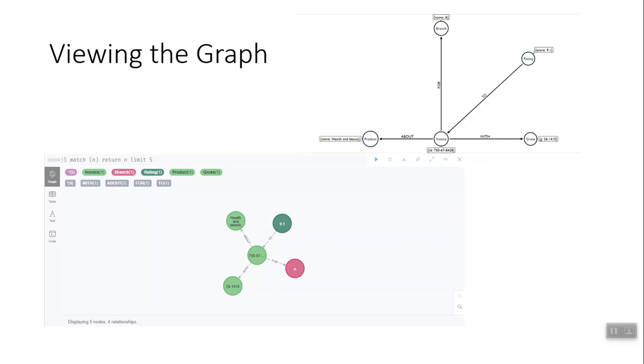So viewing the graph, I did a quick match and return, limiting to 5. I did not want to see the entire graph, but I thought it was worthy to view 5 as that is the exact number of names of nodes that I created in this graph. So as you can see, I was mimicking my arrow tool and seeing how this matched up, and it's exactly what I wanted.